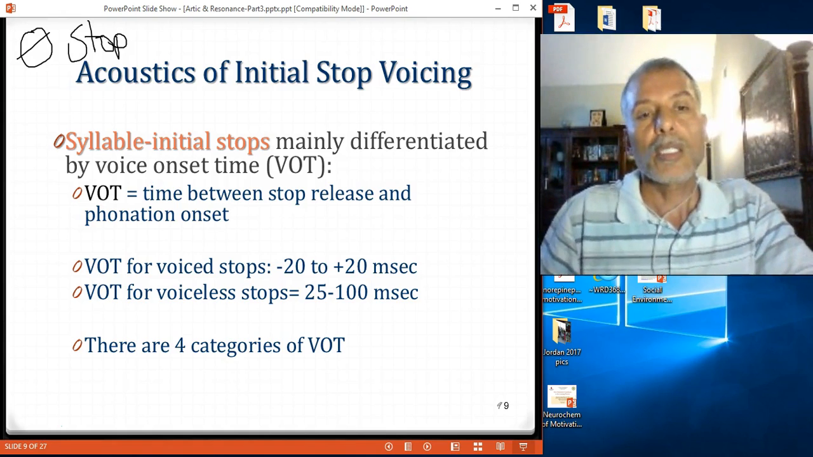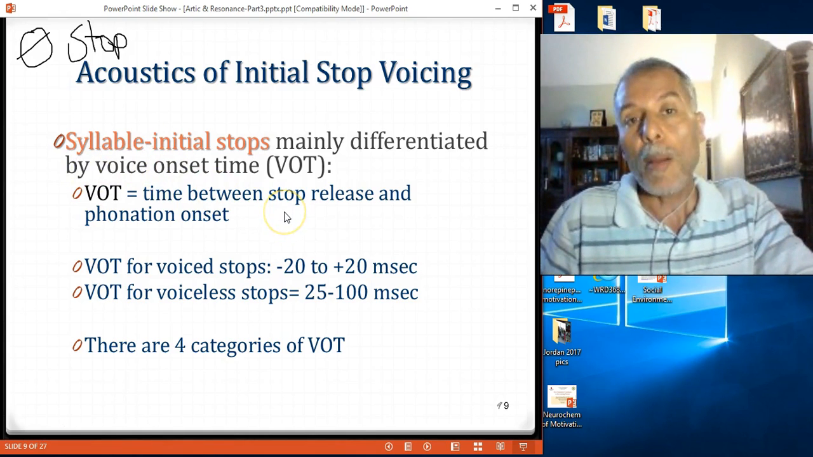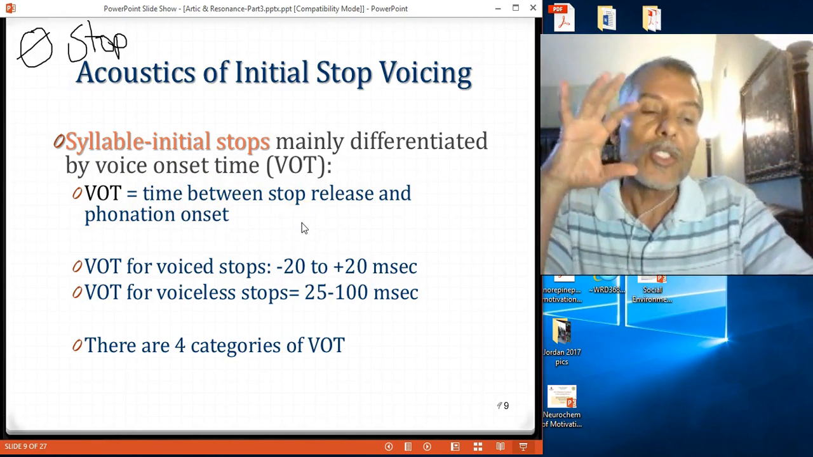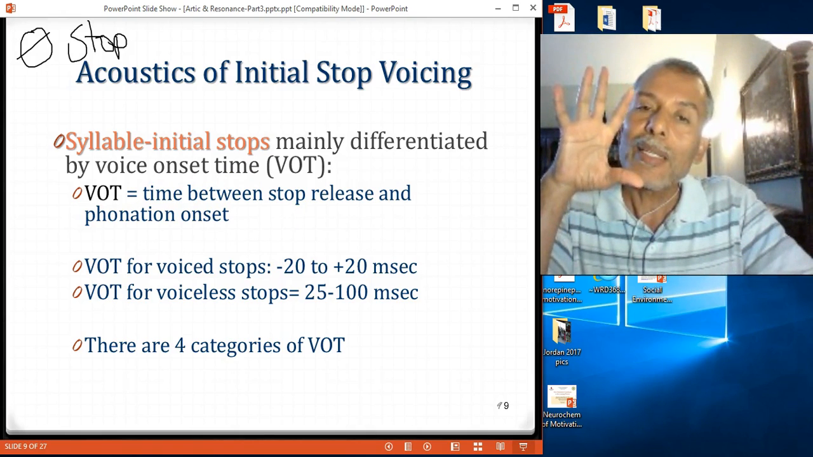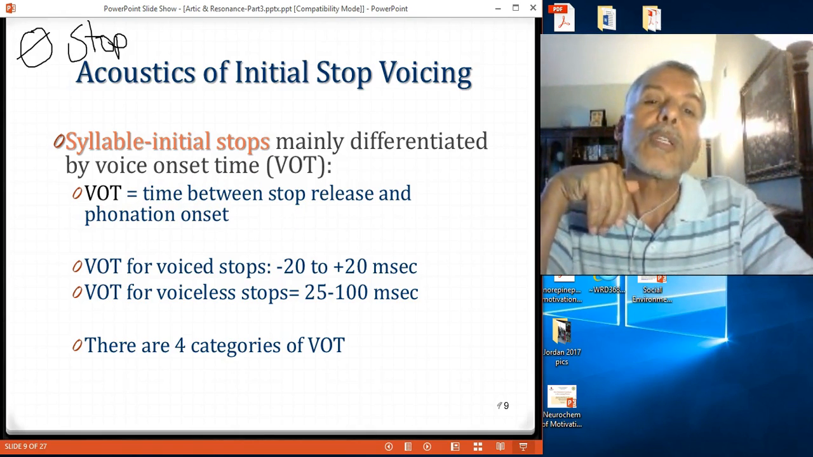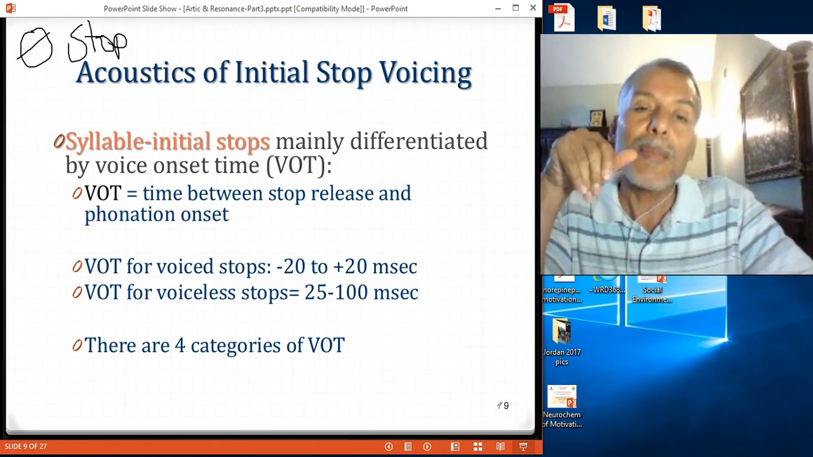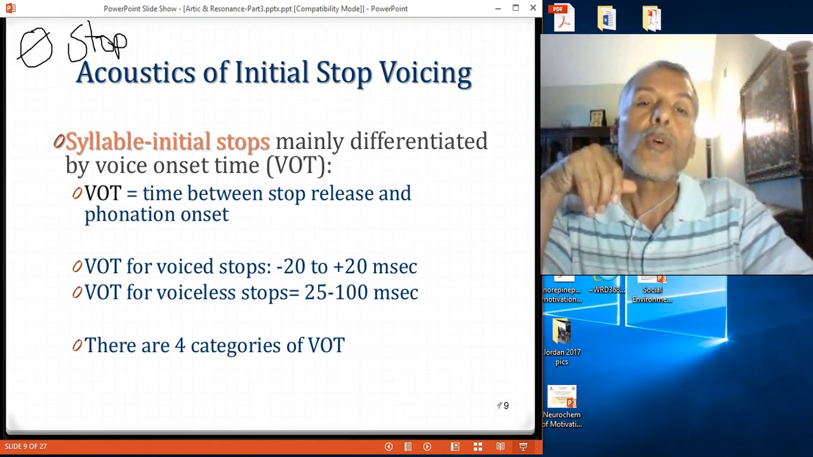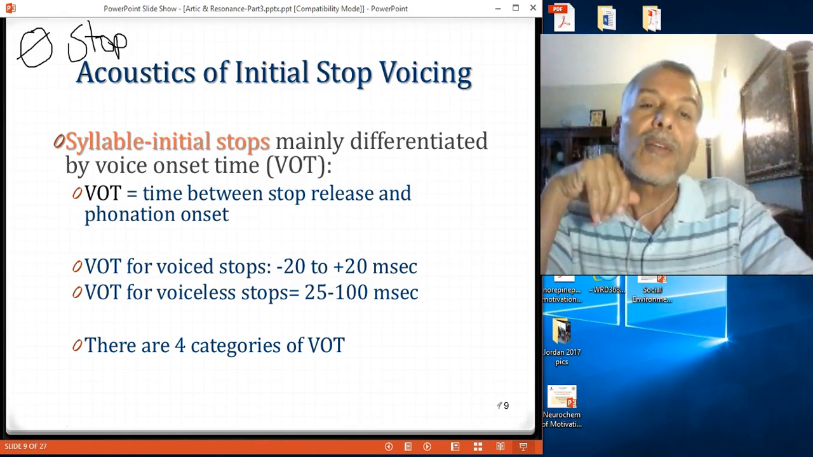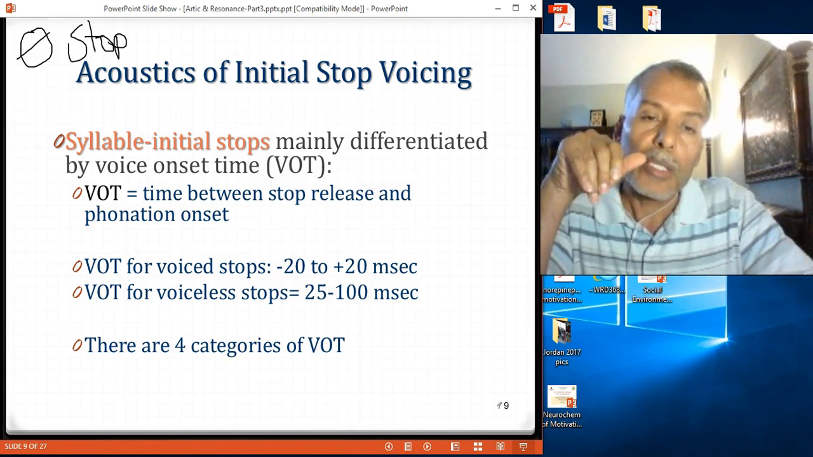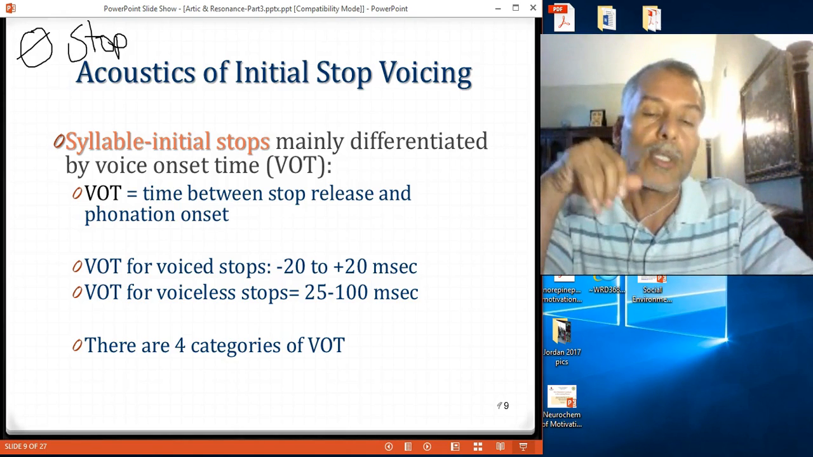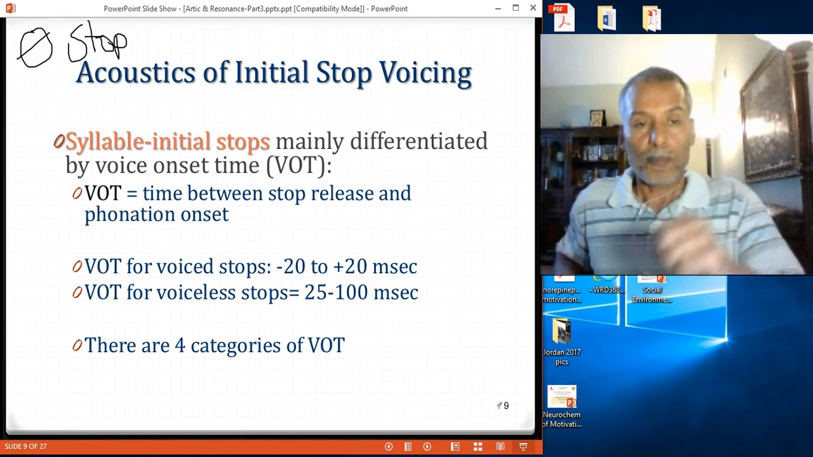So voice onset time is the time between the stop release and the phonation onset. When you stop, you have a block. As you release, do the vocal folds start vibrating at the same time as the release, or do you release first and then the vocal folds start to pick up, or do the vocal folds vibrate first? Let's see how it goes.